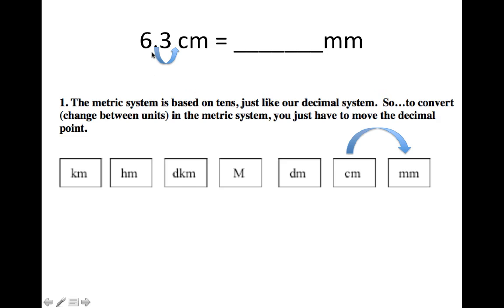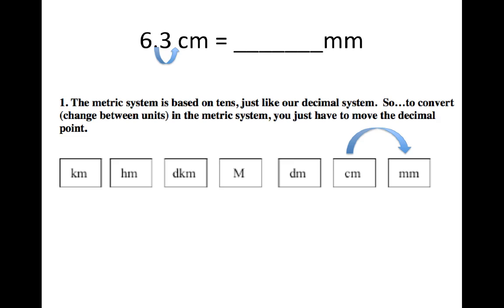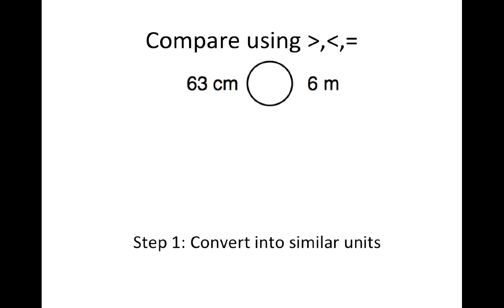We're going to do the same thing up here with our decimal point. We move our decimal point one jump to the right. So we have 6.3 centimeters is going to equal 63 millimeters. I switched that up on this next slide. Sorry about that. So we get an answer of 63. We're going to do another one of these here in just a second as well.